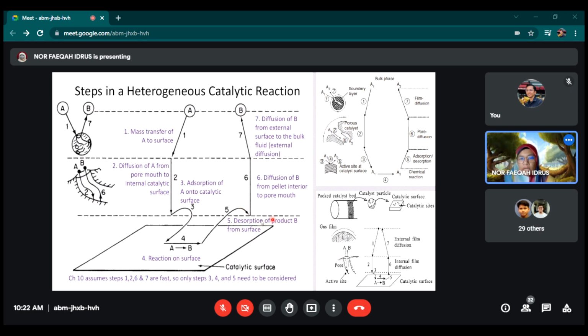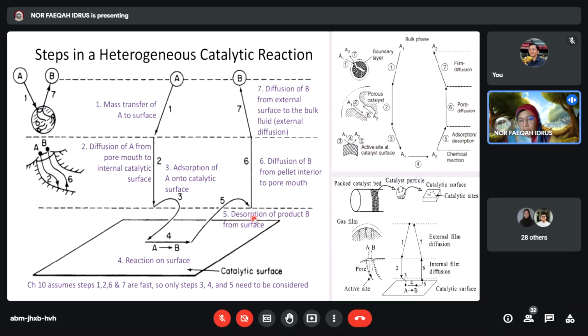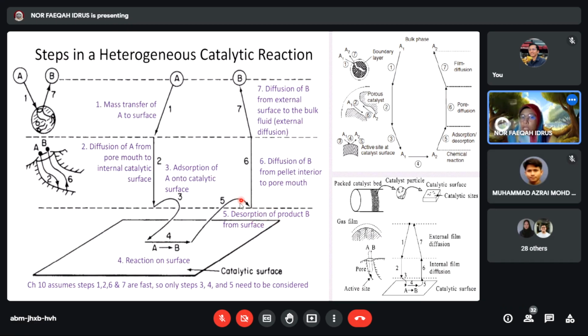Alright, now when we have the product, after the product detaches from the active site, it will go through the pore mouth again: diffusion of product B from the interior of the catalyst to the pore mouth. It wants to come out again. Step 2 was going in, step 6 is coming out. So, diffusion of product B from the interior of the catalyst to the pore mouth, because it wants to go back to the external surface of the catalyst.